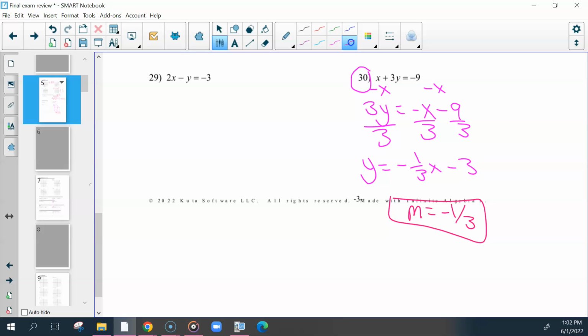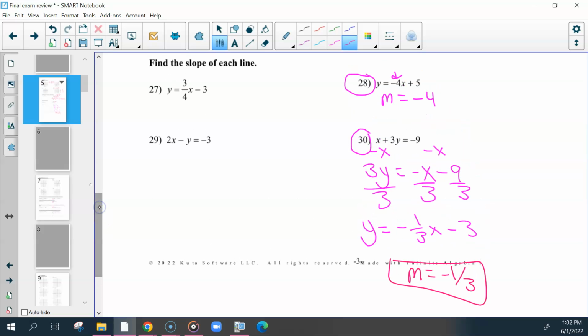Caleb? So this is it's always gonna be like the number in front of x, if it's asking for slope. Are there any others on this page we want to see or go over? Yeah. 29.